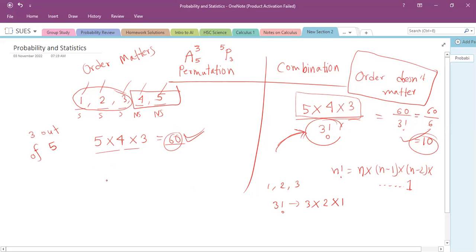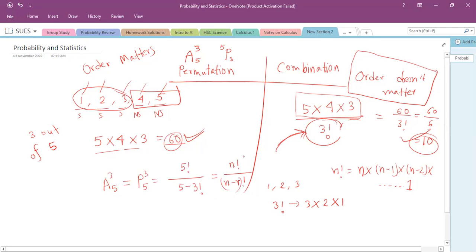The formula for permutation: we learned this way, we take 3 numbers out of 5 numbers, and we can write it as P 3 of 5. It will be 5 factorial by 5 minus 3 factorial. Or we can say n factorial by n minus r factorial.